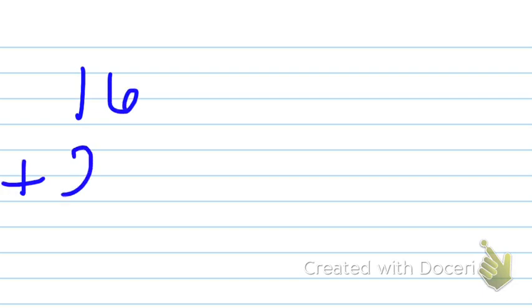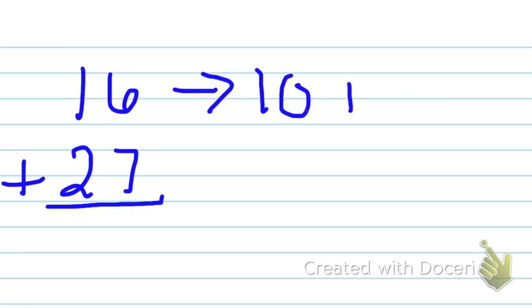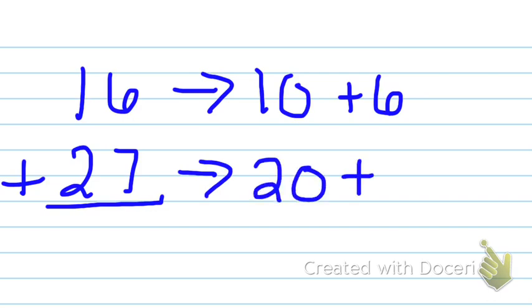I'm going to solve the same problem using the strategy with expanded form. So 10 plus 6, because the value of the 1 is 10, the value of the 6 is 6. And then 20 plus 7, because the value of the 2 is 20 and the value of my 7 is 7.